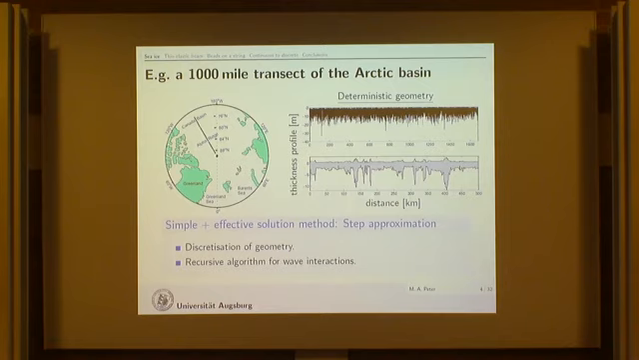And there's a simple and effective solution method, the step approximation. I'll get to that in a few slides, but the point is that you take one geometry and discretize it, and if you do it in a smart manner, you don't even need one big matrix in the end. You can use a recursive iterative algorithm, which is computationally very, very cheap. Okay, so that's fine. We can do that.